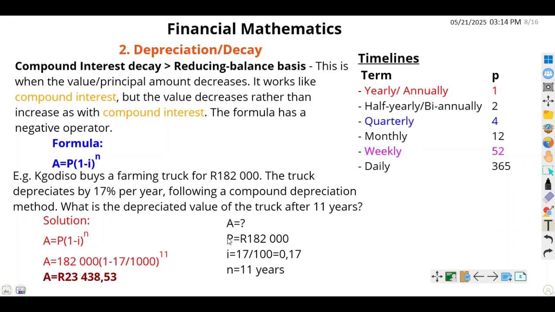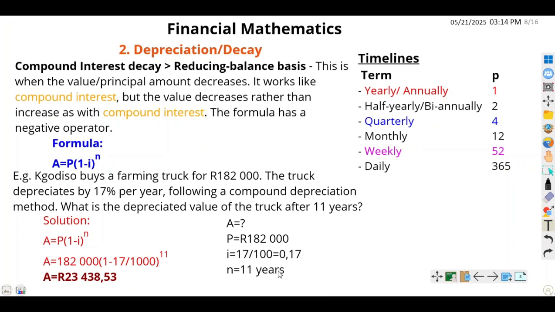Do we have the current value? Yes, we have the current value. Currently the truck is valued at 182,000 rands. And do we have the interest? Yes, we do have the interest, the rate of depreciation. It's 17% per annum, so I'm dividing it by 100 again for the conversion. And how many terms? Well, this is yearly, so it's 11 years.